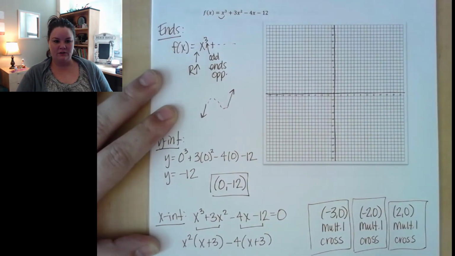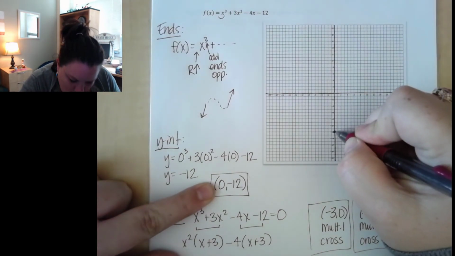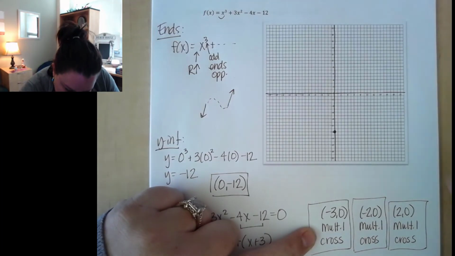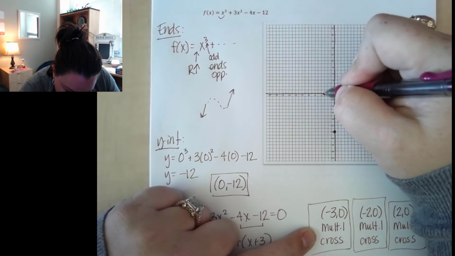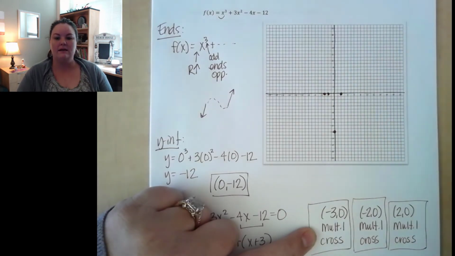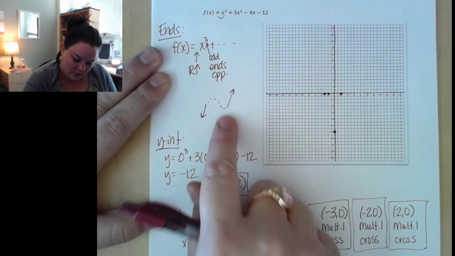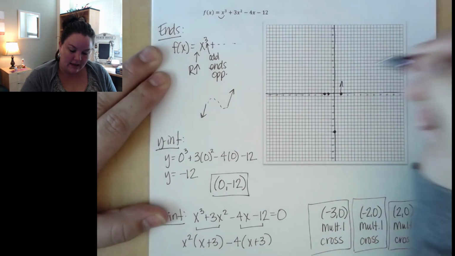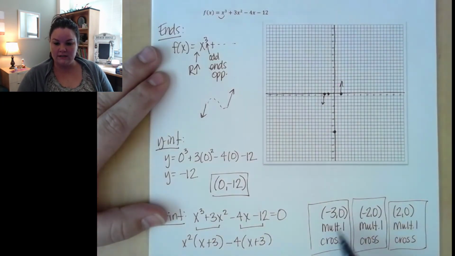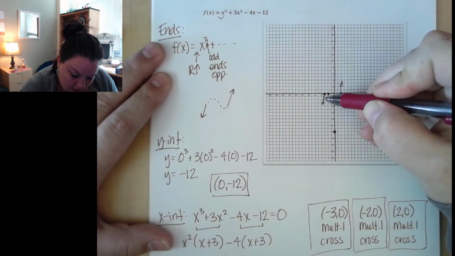Okay, so I first want to go ahead and plot my y-intercept, which is down here at -12. And then I want to plot my x-intercepts. So I have one at -3, one at -2, and one at +2. Okay, and then I want to go ahead and put my end behavior on my graph. I know that the right side goes up, and I know that the left side goes down. Okay, and it says that it crosses at all of these intercepts.